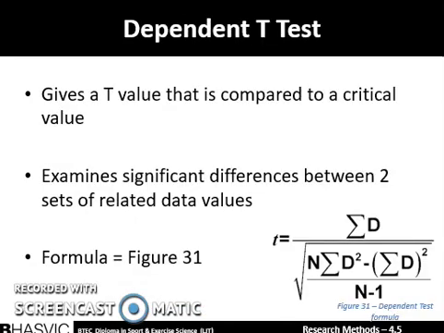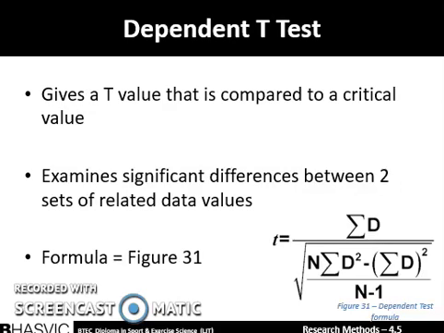Dependent t-test. Once the dependent t-test has been completed, it will leave the researcher with a t-value that is representative of the difference between the datasets. This t-value must then be compared to a critical value, found through the use of a critical value table, in order to see if the difference was significant or not.